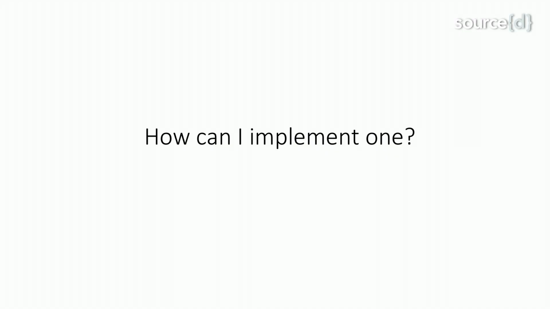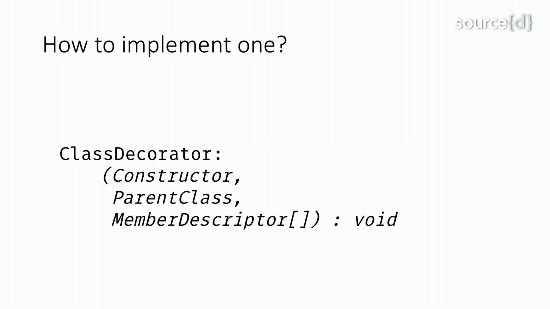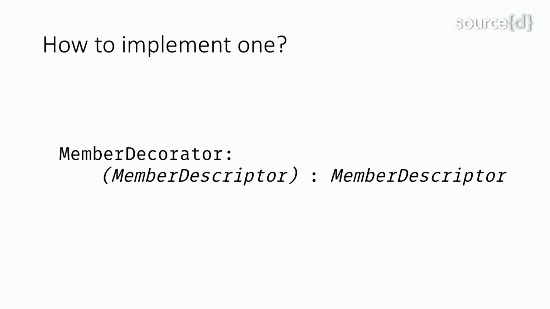But how can I implement one? Okay, we have spoken about class decorators and member decorators. Class decorators are functions that receive a constructor, a parent class, and an array of member descriptors, and return nothing. And member decorators are functions that receive a member descriptor and return a member descriptor.